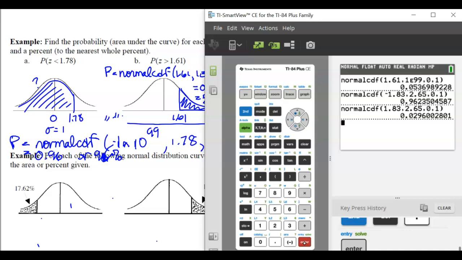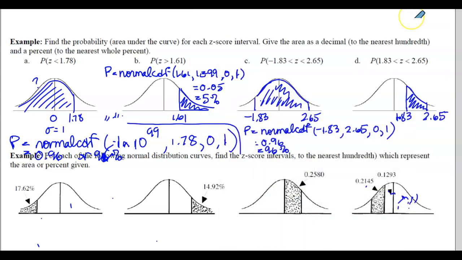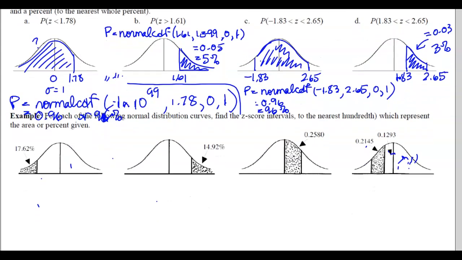Okay. So you can do a few little shortcuts in your calculator. That would be 0.03 or 3%. I'll just put it here. Okay. So that was using normal CDF.